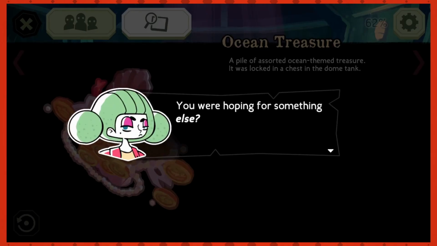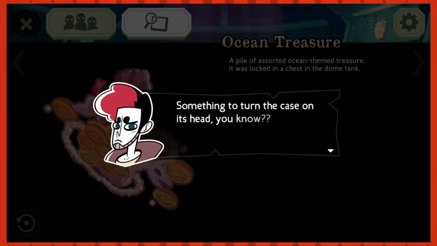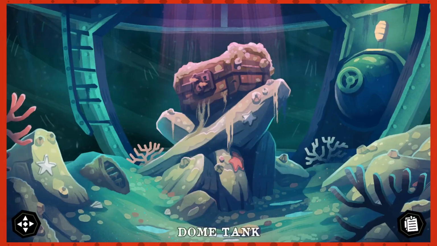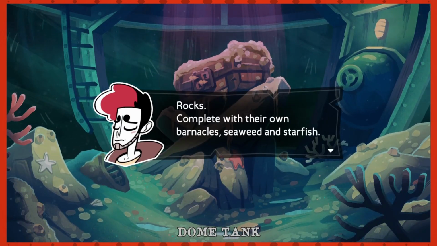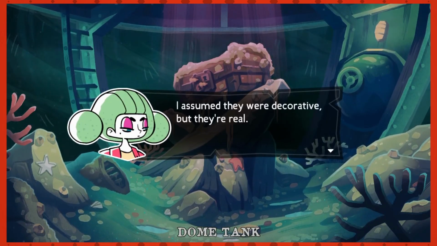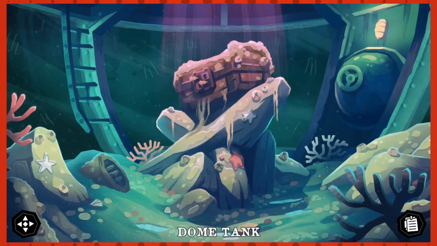You were hoping for something else? I assumed it would be something weird. Something confusing. Something to turn the case on its head. It is, because we just found the murder weapon, I think. Rocks. Complete with their own barnacles, seaweed, and starfish. I assume they're decorative, but they're real.